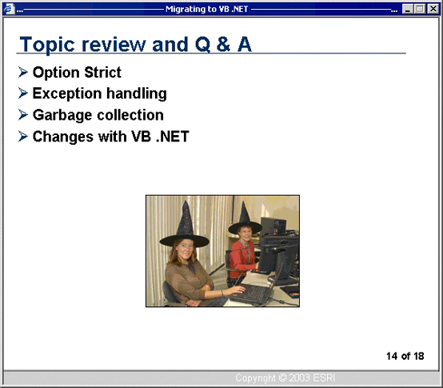We talked about the Option Strict statements and how they can affect your code. We looked at exception handling as the preferred technique for trapping errors in .NET. We talked about memory management and garbage collection, and we compared and contrasted the Visual Basic 6 and the VB.NET environments. And now I'll ask Kelly to pick up where she left off with some questions.